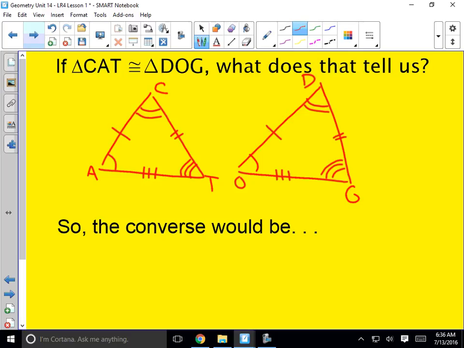Okay, so the converse would be if all of the angles and all of the sides match, then the triangles are congruent. And that's what we're going to be looking at today. We're going to be looking at how can we prove that triangles are congruent to one another.